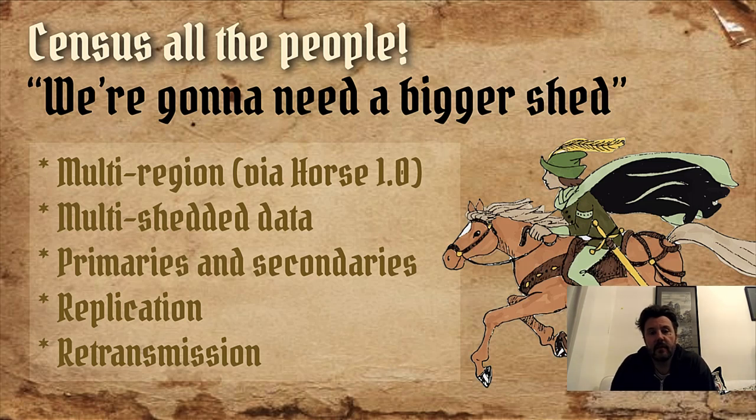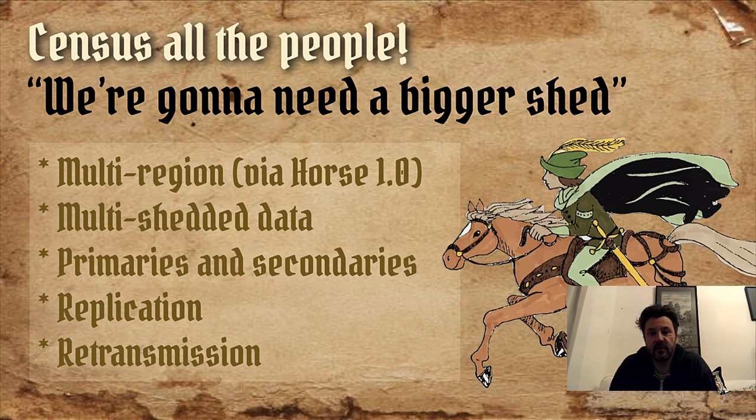After a period of time, the Queen realized the census was actually very powerful, and she decided to expand the census to her entire country. Now we have just gone from a single data center architecture to multi-region. Replication and requests are done via Horse 1.0, which is a very unreliable protocol. It has very high latency, there is a high possibility of bandits, or the messengers might just go astray or lose the information that they're carrying.